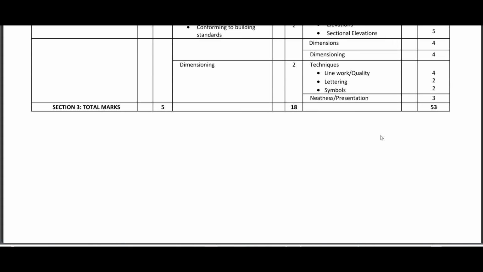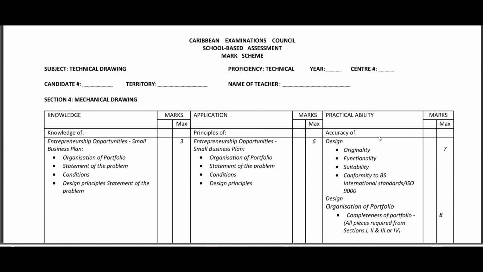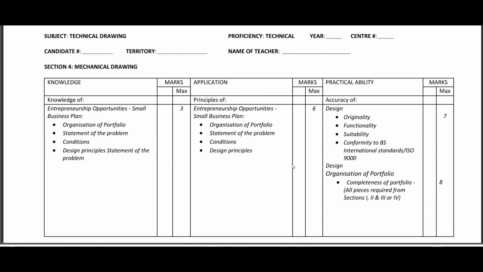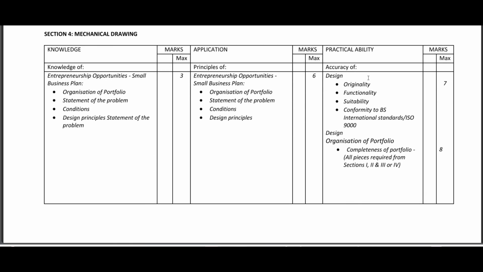Alright, now moving along to the mechanical side of things. For those of you doing mechanical drawing, the top portion remains the same in terms of the business plan, statement of problem and all that stuff, for 3 marks and 6 marks. When it comes down to the practical ability side of things, again, we're still marking for originality, suitability of materials, so you need to have that, as well as standards. So building standards are different from mechanical standards.